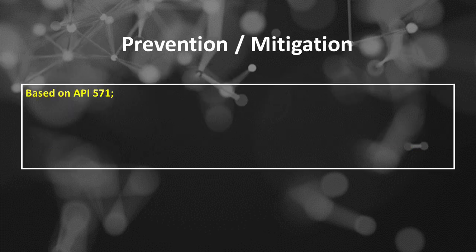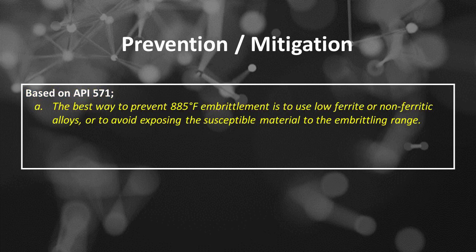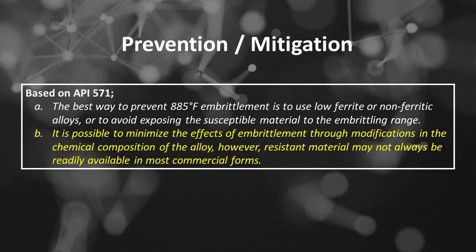885 degrees Fahrenheit or 475 degrees Celsius embrittlement damage mechanism prevention and mitigation based on API 571. The first is the best way to prevent 885 degrees Fahrenheit embrittlement is to use low ferrite or non-ferritic alloys, or to avoid exposing the susceptible material to the embrittling range. The second is it is possible to minimize the effects of embrittlement through modifications in the chemical composition of the alloy. However, resistant material may not always be readily available in most commercial forms.